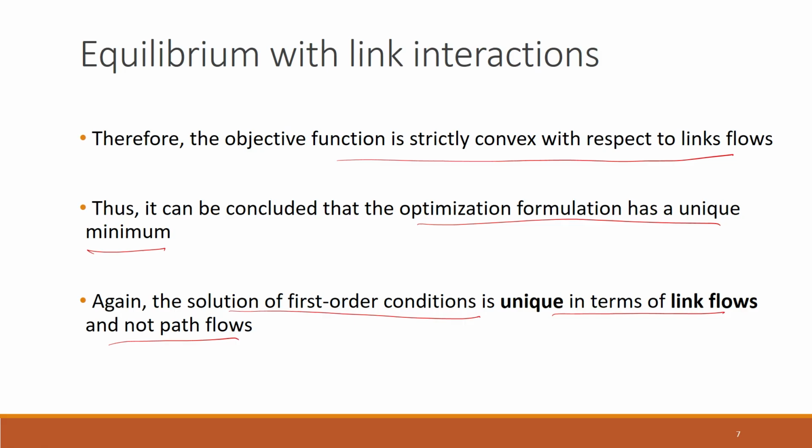This we had also said when we were discussing the deterministic user equilibrium case when there were no link interactions. Since this is an extension of that version of user equilibrium when there are no interactions, it has to be the case that again the uniqueness is with respect to the link flows and not the path flows. So, for all of this discussion related to the equilibrium with link interactions, another good reference is Sheffi's book on urban transportation networks. So, one can always refer to that as well.